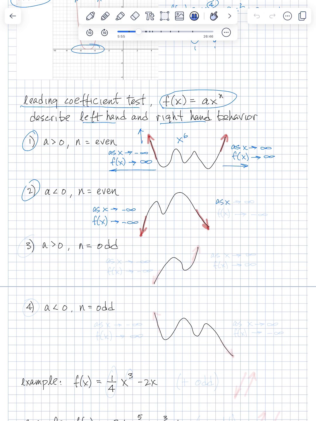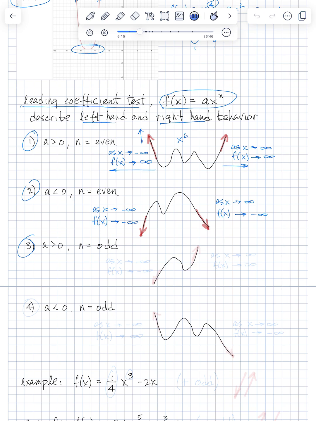As x goes to infinity, f of x is going to negative infinity. It's going down. Okay, so that's a is less than 0, n is even. Let's take our third case.